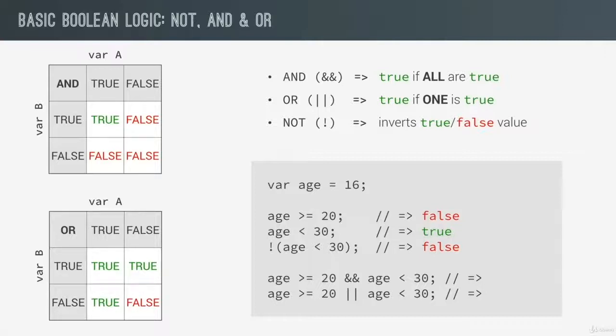Makes sense, right? Okay, so the next expression, we already know that the first part, age greater or equal than 20, is false. And we also know that age less than 30 is true. So here we have false and true. So can you guess the result? That's right, it's false, because they're not both true.